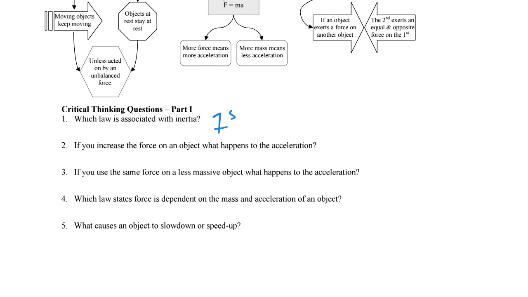That's the first law. If you increase the force of an object, what happens to the acceleration? It also increases. If you use the same force on a less massive object, what happens to acceleration? It would also increase. To keep the force constant, if the mass is going down, acceleration would go up.